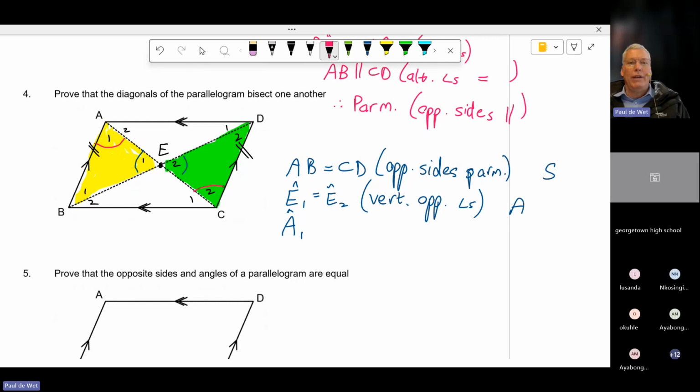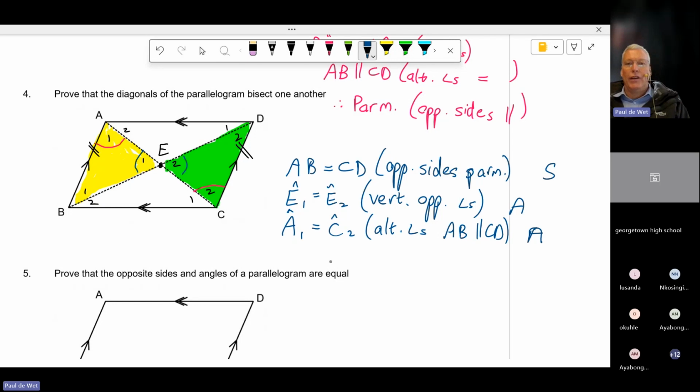Well done. A1 is equal to C2 because they are alternate angles, but don't forget to say which lines are parallel. Okay, AB is parallel to CD. And that is a side. That's not a side, that's an angle. Have we got enough for congruency?